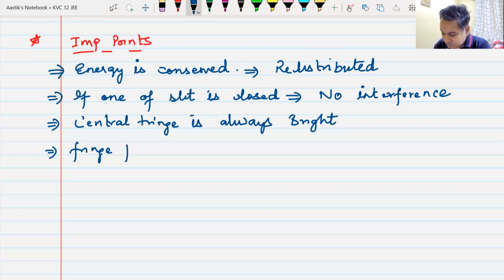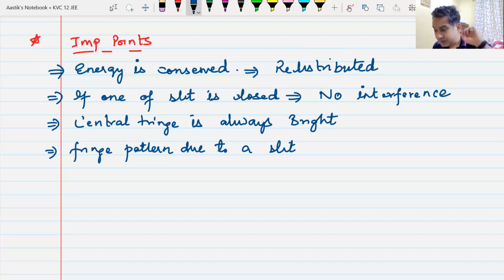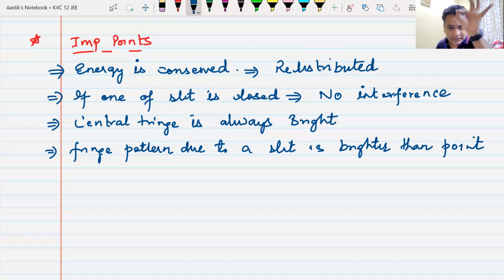Fringe pattern due to a slit. Remember, a slit is an opening like this. So it's a double slit experiment. Fringe width due to a slit is brighter than a point. So we don't make pinholes. We make slits.